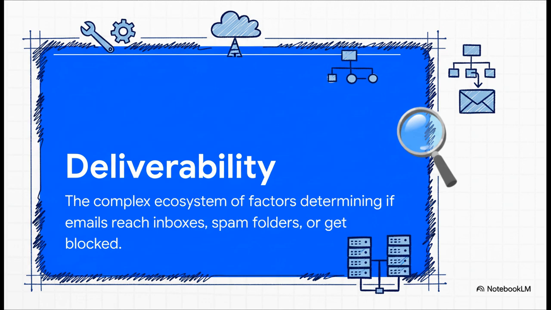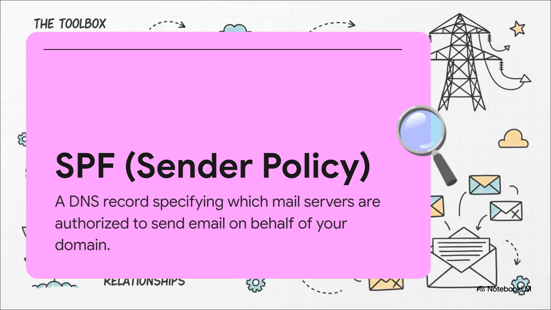Things like your sender reputation, the content you're sending, and a few key technical protocols that basically prove to the internet that you are who you say you are. First up is something called SPF. Think of it like a public list of authorized drivers for your car. You publish this list, and it tells the world, hey, these are the only servers allowed to send email for my domain.